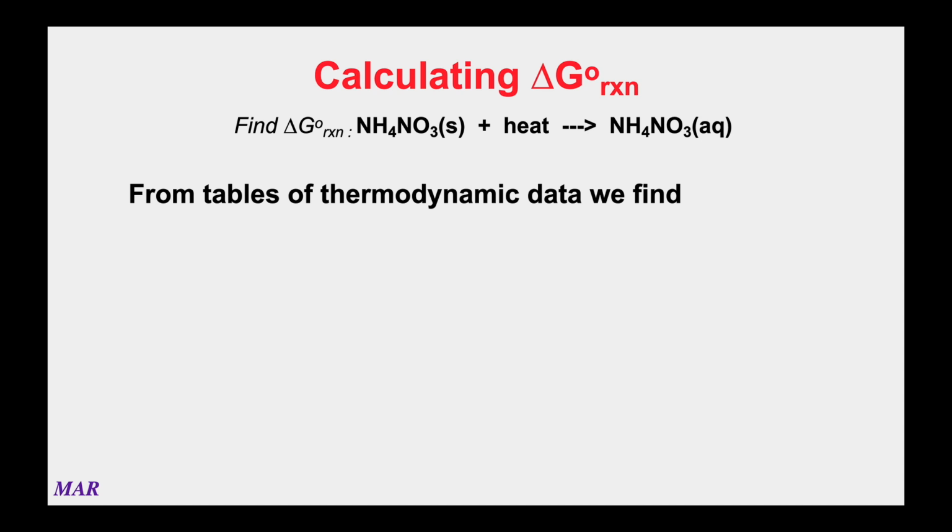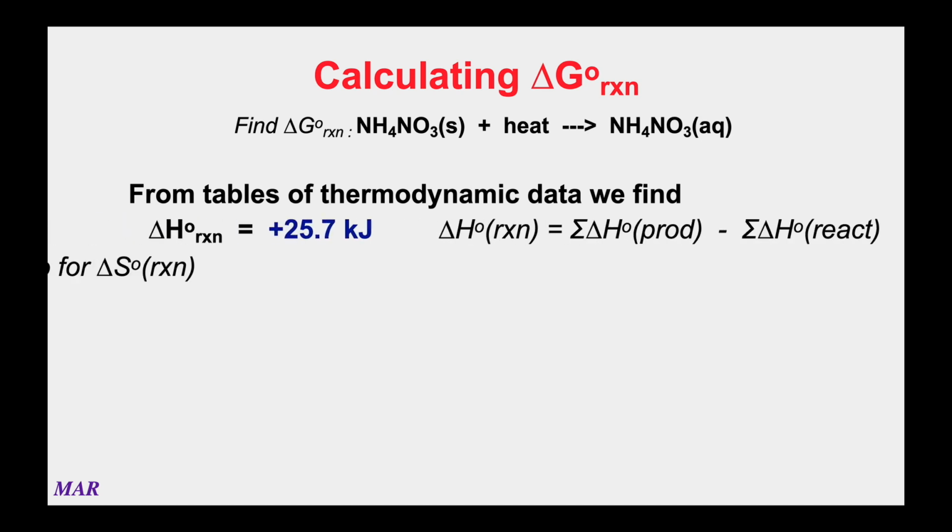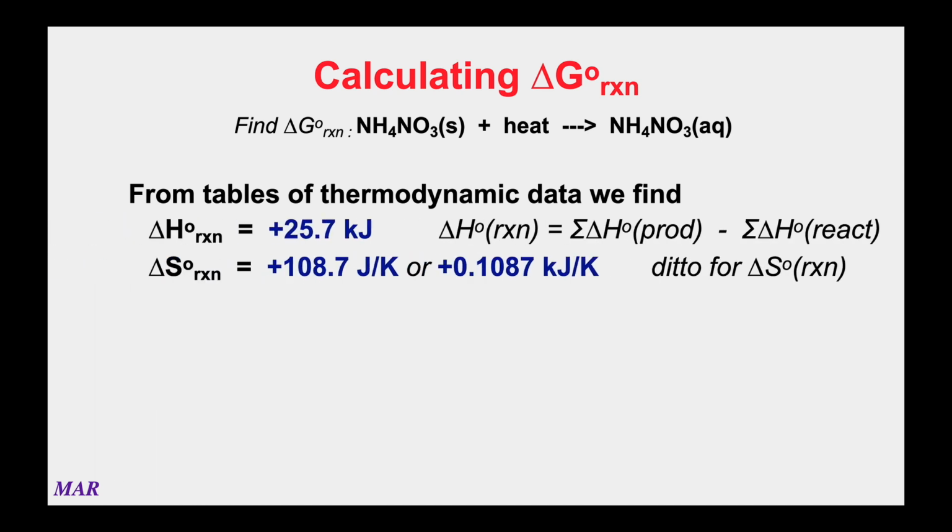If you look up these values in thermodynamic tables, you'll find that the delta H, sure enough, is positive. And that's what we expected. It's a positive endothermic number. We saw the temperature of the solution decrease. On the other hand, the entropy of this reaction is positive. Going from a very well-organized solid to a solution is usually an entropy-favored reaction. So the entropy here is positive 108.7 joules per Kelvin, or in kilojoules, positive 0.1087 kilojoules per Kelvin.